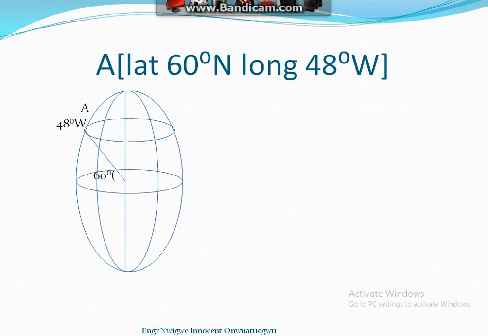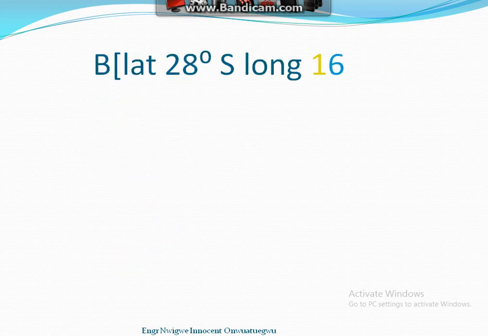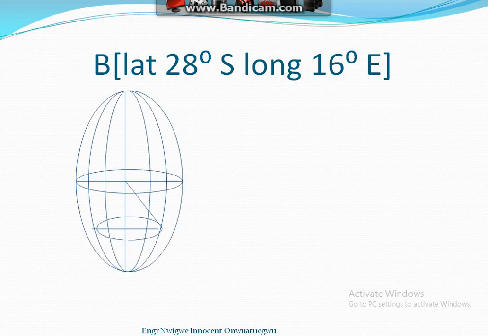Another example, if B is located in parentheses latitude 28 degrees south and longitude 16 degrees east, then we use our protractor to measure out 28 degrees south, starting from the equator on the vertical axis. Then we draw a straight line. Then on the small circle, we look for the angle 16 degrees east. Then we mark the point. That's the location of the point B.